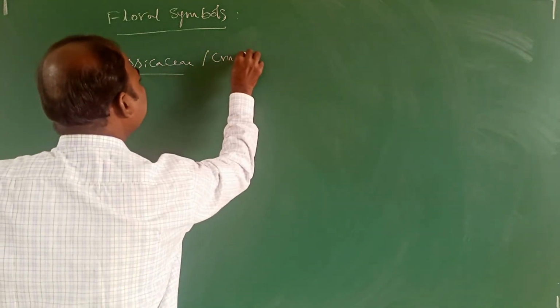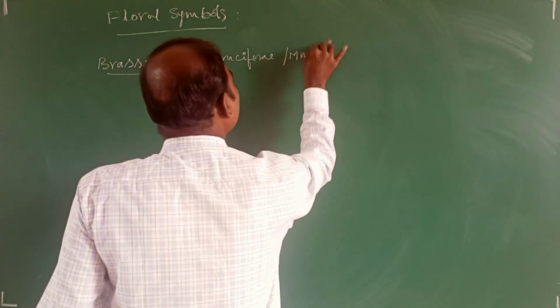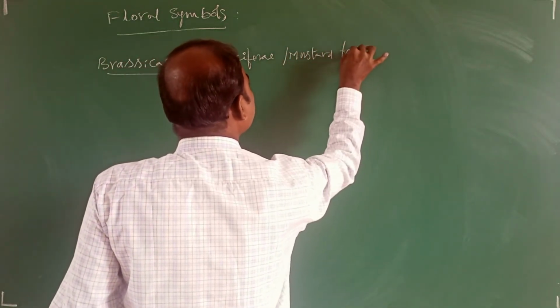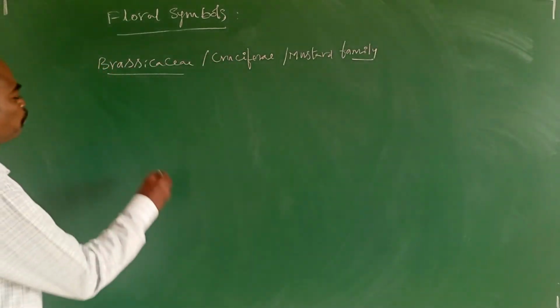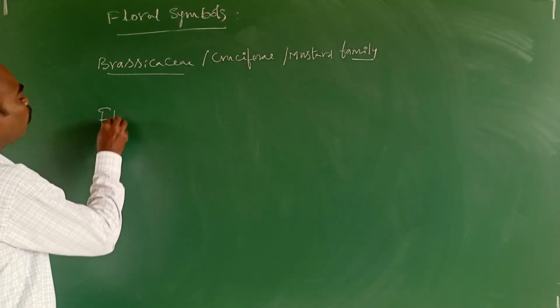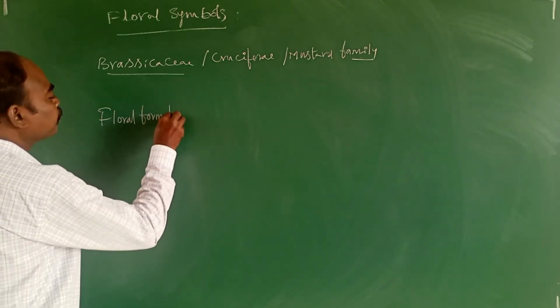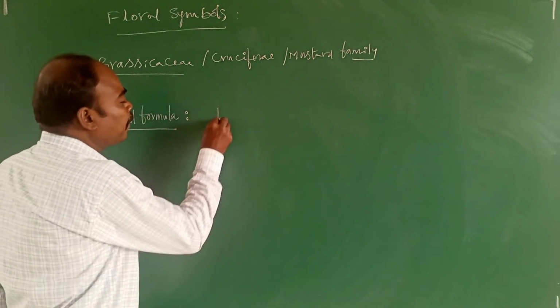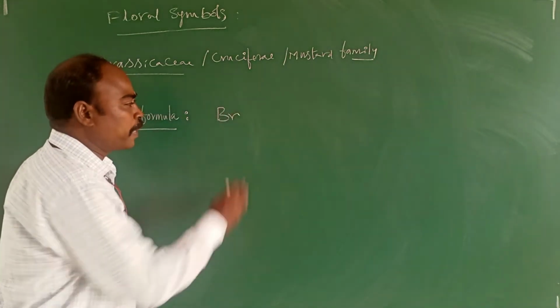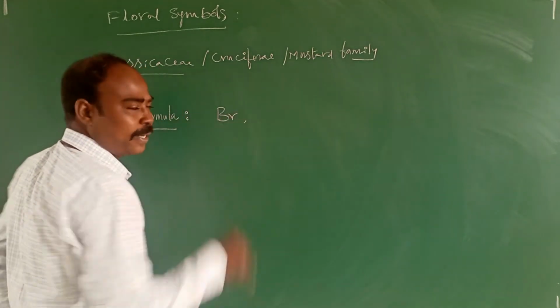Or Cruciferae, or mustard family. Explain with the floral formula. To start with what? Bracteate. Suppose BR is there, bract is there. Bracteate.